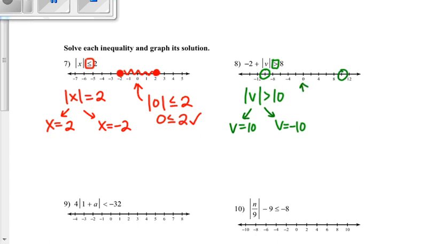I'm going to test 0. So plugging it into the original inequality, if I simplify that, I get -2 is greater than 8, which is not true. So 0 is in between. I'm going to shade outside since 0 is not true.